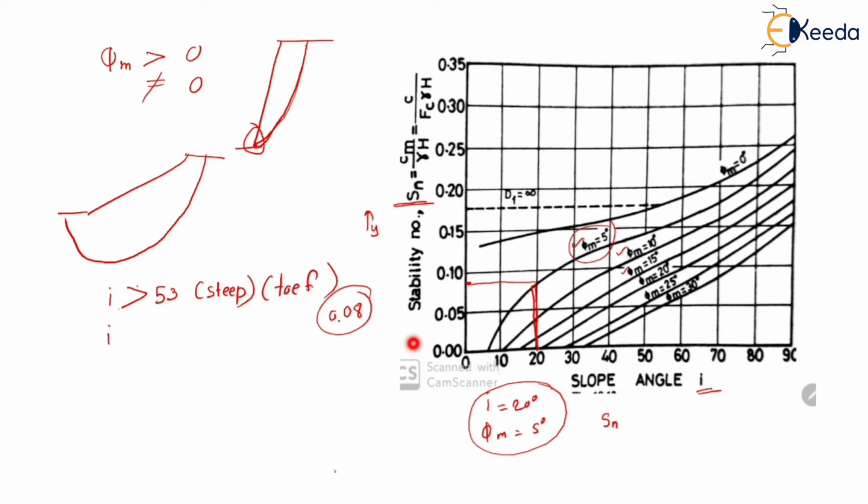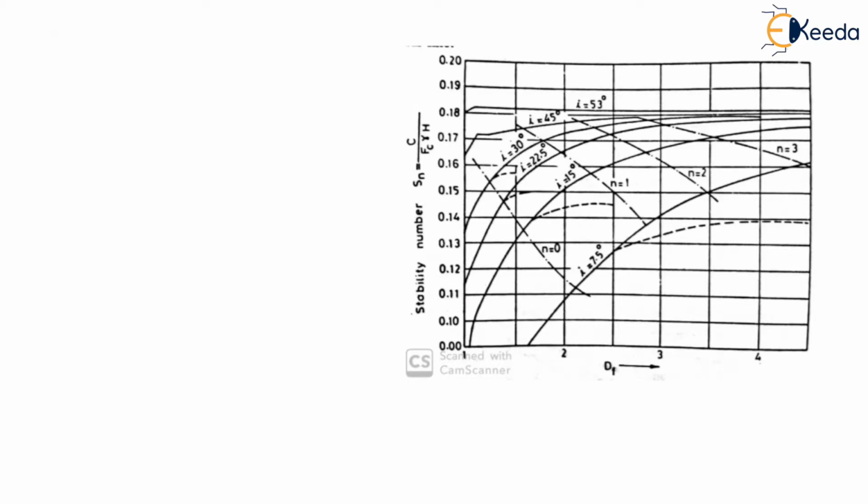And if slope angle is less than 53 degree and for small values of phi m, the failure surface extends below the toe. That means failure surface passes below the toe. Now this is the second stability chart which is useful for the soil with phi m equal to 0.